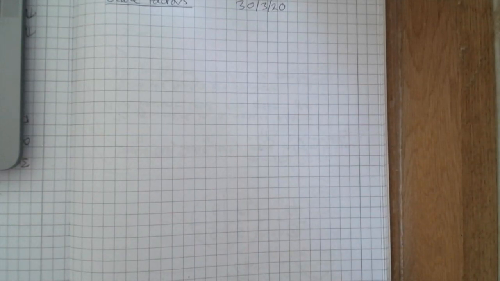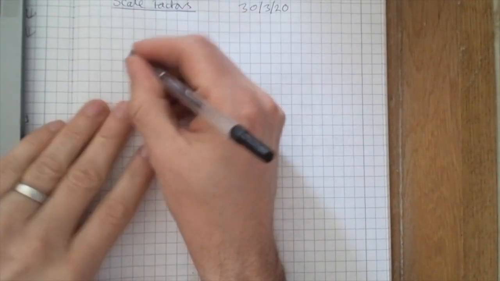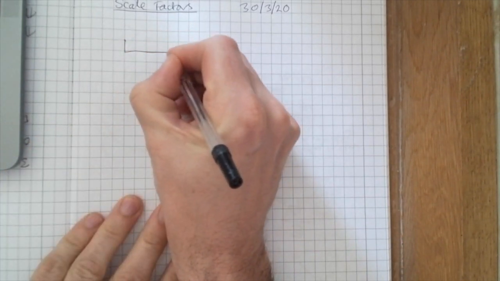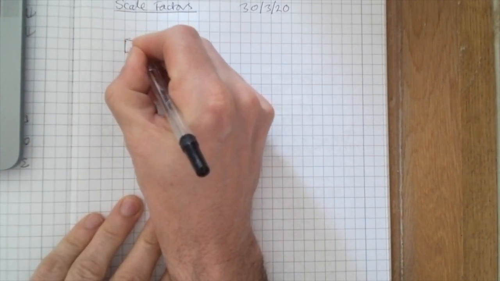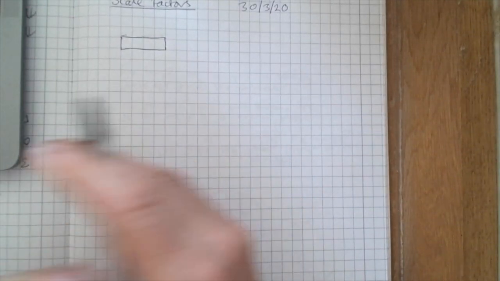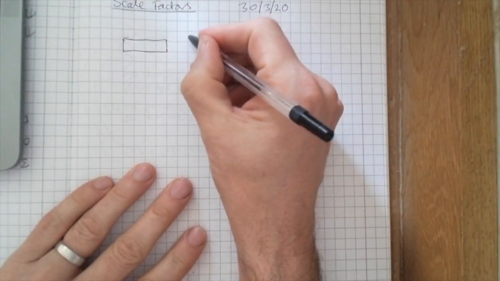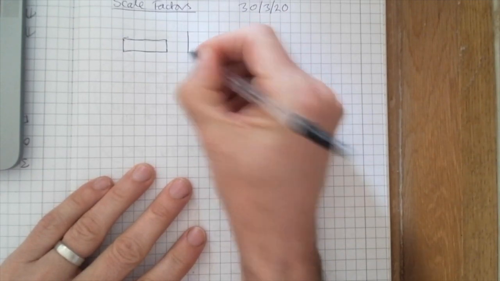Right, today we're going to look at scale factors and how to calculate them. The first thing to think about is we're going to be looking at shapes today, and we're going to be counting the sides of shapes and seeing how much that shape is scaled up or down to a different shape.